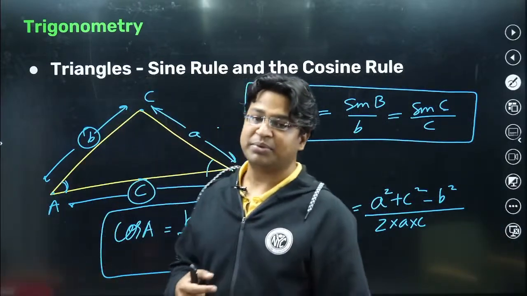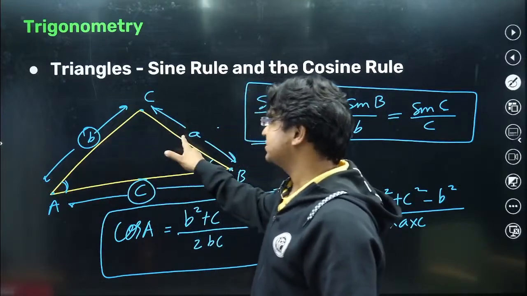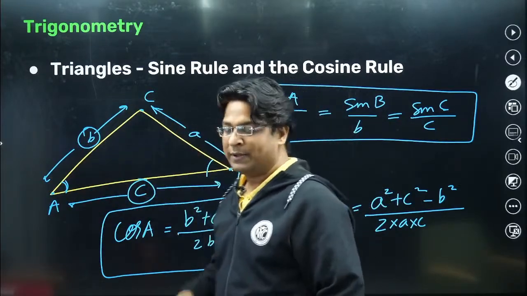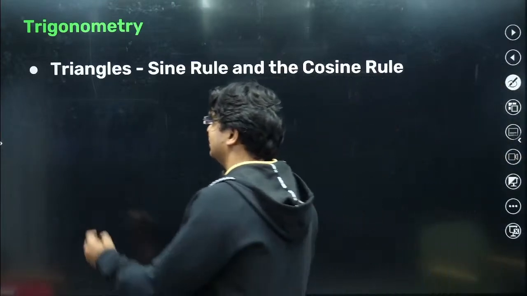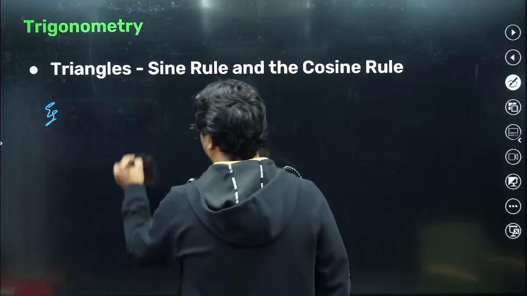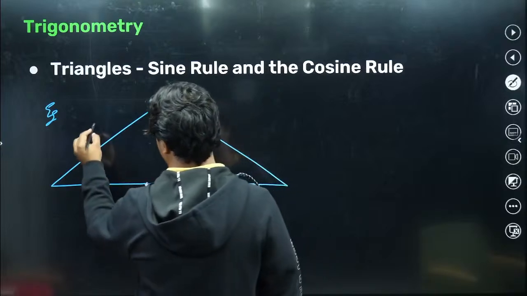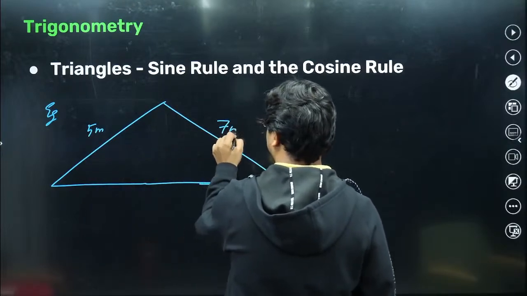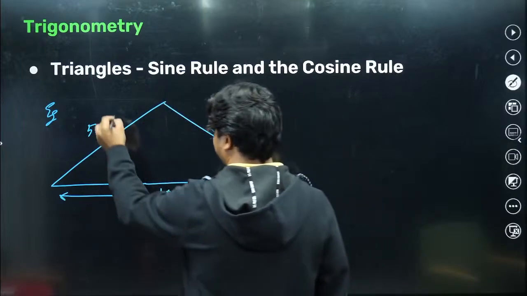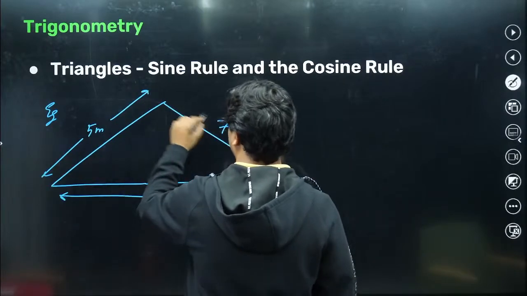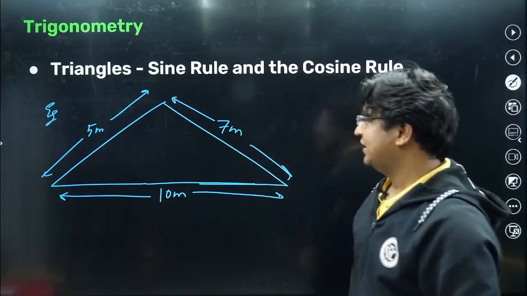And it is better that you remember the formula from the figure: if you are trying to write cos of this angle, then this square plus this square minus this square, divided by 2 times the product of these two. Okay, so we'll do some examples on this. Suppose I give you a triangle like this, with any random numbers. Suppose this length is 5 meter, this length is 7 meter, and this length is 10 meter. First of all, check whether the numbers I've given you are capable of constituting a triangle or not. The sum of any two should be greater than the third, and that is applicable.